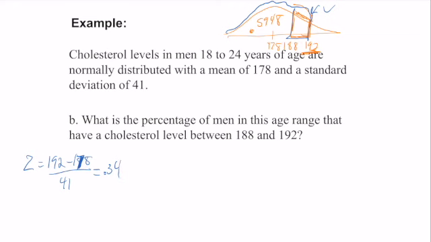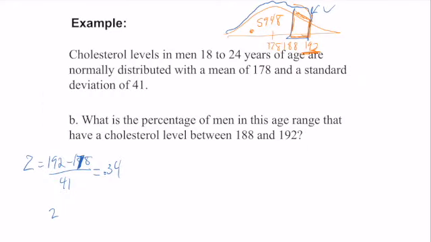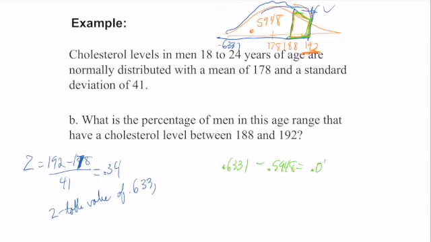And if I take that to the z-table, 0.34 gives me a value of 0.6331. So let's write that down. So I have a z-table value of 0.6331. So that's this area right here. This whole blue thing is 0.6331. And if I want to find the area right here, I have to take 0.6331 minus 0.5948, and I will get 0.0383. So about 3.8% of men are in this range.